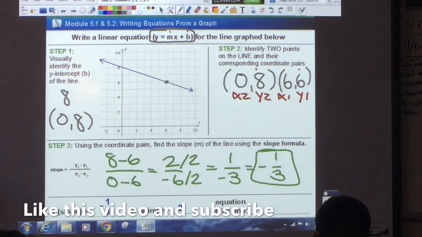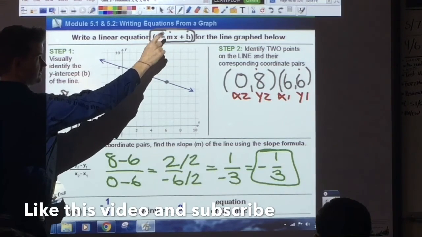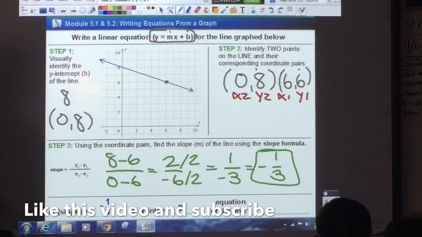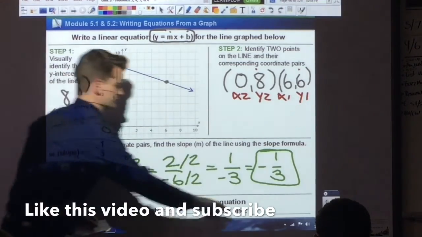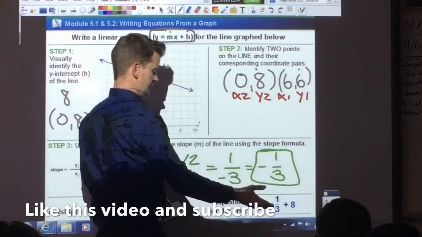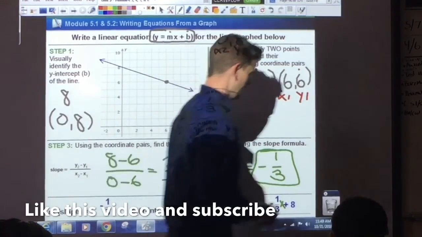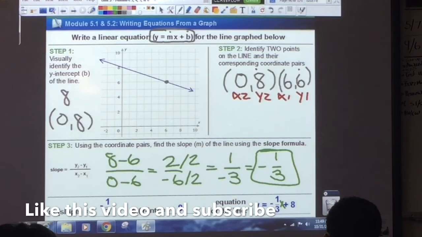Adrian, what's my equation? Y equals 8x plus... Hold on. Remember, it's y equals mx plus b. What's your m here? Negative 1/3. So try the equation one more time. Y equals negative 1/3 x plus 8. Y equals negative 1/3 x plus 8.